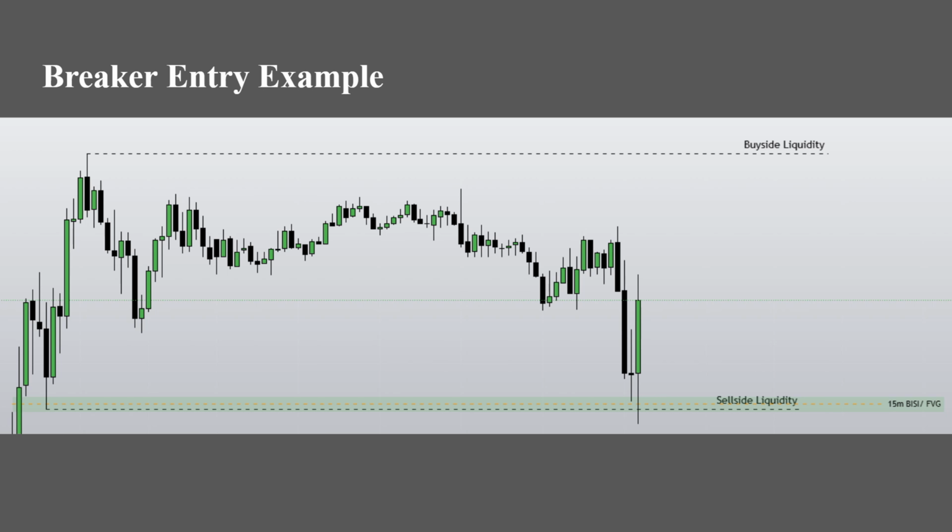So let's get into an example of this breaker entry. Of course, like I said, it's merely an entry and it requires a model revolved around it. You need context. So in this example, as you can see, price came and swept sell side liquidity with a 50-minute bullish imbalance as well that it is respecting with the bodies. There are clear objectives to the upside that price can navigate towards, and price is showing a willingness to head higher from this point.